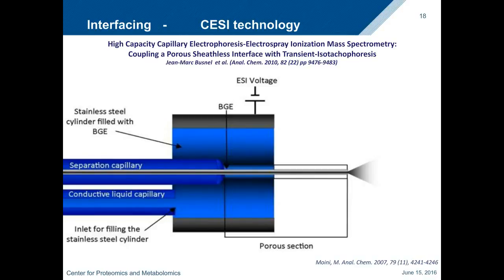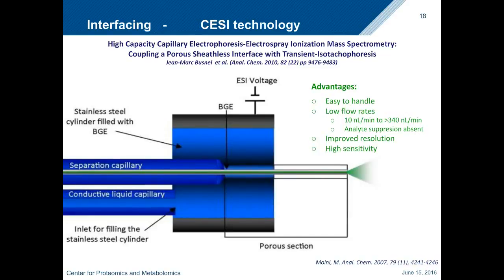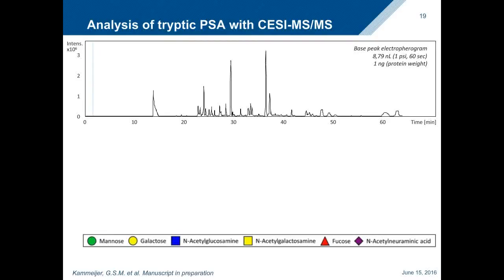And that's how we keep our closed circuit, because in CE it's really important to have a closed circuit to have a stable migration and a stable spray. So that's what they have done with this invention, and it works really nicely. And compared to sheath-liquid interface, we can maintain really low flow rates. As an advantage compared to sheath-liquid, we don't dilute our sample anymore, so we get improved resolution and really high sensitivity. So that's the CSI technology that we are using.